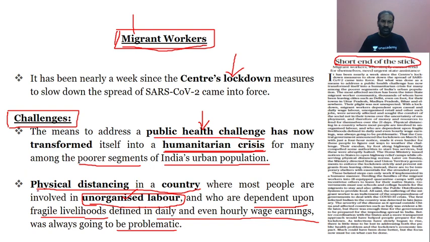The idea of social distancing or physical distancing was lost during the lockdown, and later on, the movement of the migrant workers created a lot of panic across North India, especially from Delhi, because there are many migrant workers who move into Delhi from UP, Jharkhand, Bihar, Uttarakhand, Haryana.